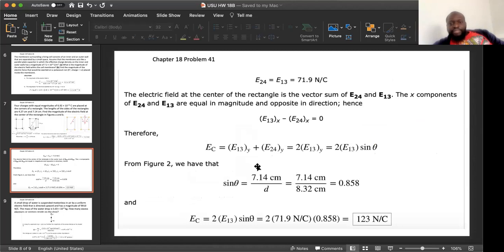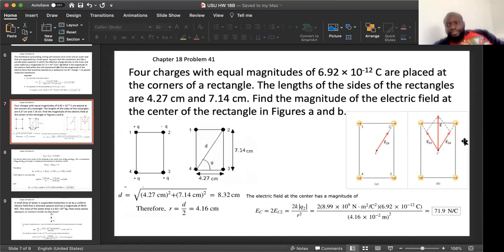Then the Y component is getting the Y, twice, of each sine angle theta. I have to find that angle theta using this 7.14 divided by D, which I have. And then from there I can get the angle here, theta, okay? So I'm using sine of theta. So my theta is this angle here. So opposite over hypotenuse, sine theta is 7.14 over the hypotenuse D. So this is the same theta right here.